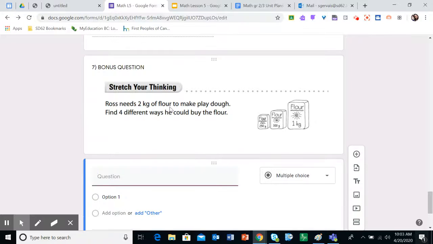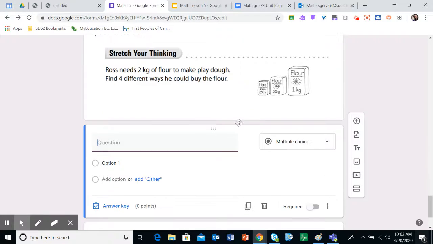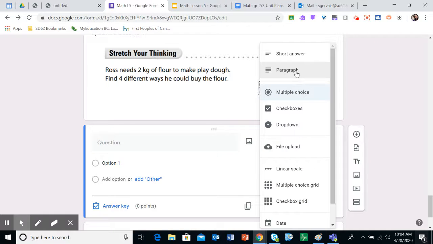And then number 7 is a bonus question. That means you do not have to do it, but you can do it. So the question, Ross needs 2 kilograms of flour to make Play-Doh. Find 4 different ways he could buy the flour. So we have a pack of flour that's 250 grams, a pack of flour that's 500 grams, and a pack of flour that's 1 kilogram. We need 2 kilograms. I want you to think about 4 different ways to make that amount. So you're just going to actually write your answer here.